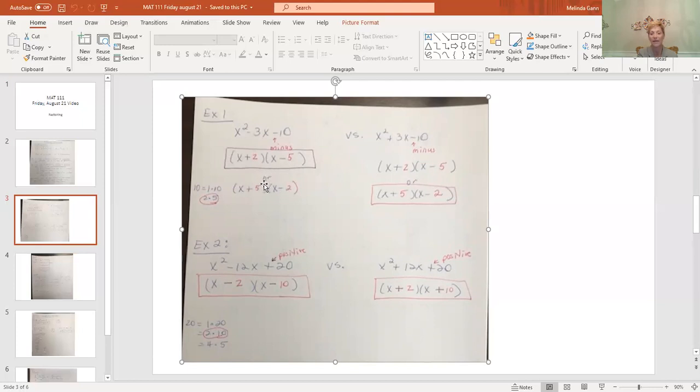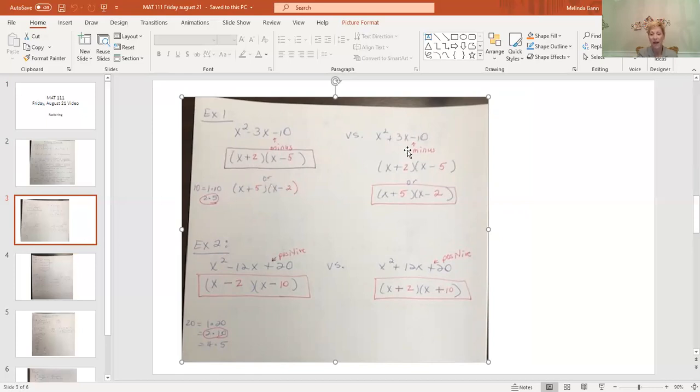Now, look what if I tried this one first. I still would have gotten my x squared correct, but I would have had a negative 2x plus a 5x. So a negative 2x plus a 5x would have given me a plus 3x. And I needed a minus 3x. So that's how I knew that this one was right and that one was wrong.